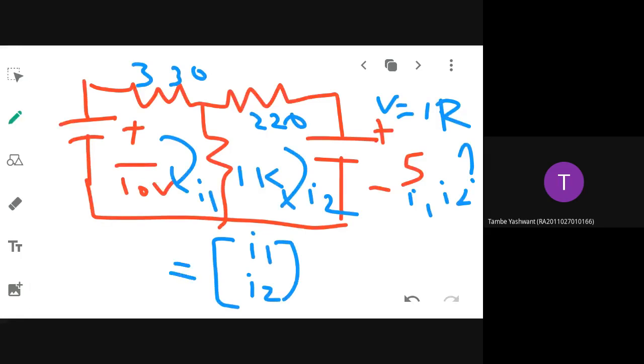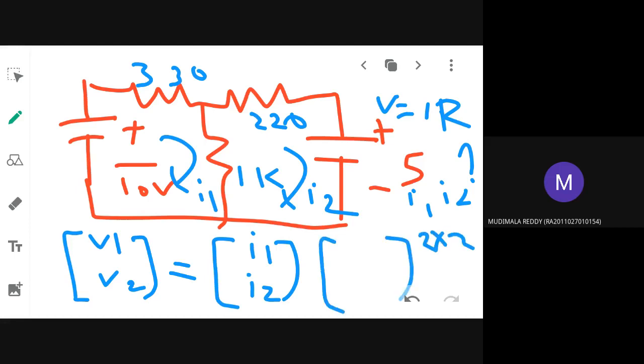So this is my V1. How many meshes are present? 2. So 2 voltages I will have here. This will be a 2 cross 2 matrix. So this will be my R11, this will be my R12, this will be my R21, this will be my R22. This is the general matrix equation that I am going to write by directly observing the circuit. I am not going to write any equation. Now you have to tell me what is my V1, what is my V2, R11, R12, R21, R22. I think I have taught you in laboratory class itself.